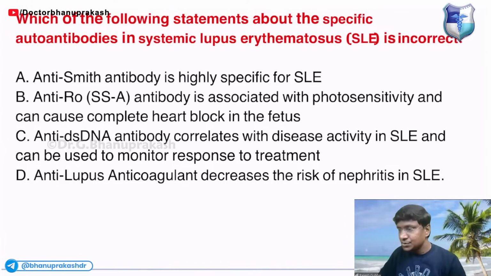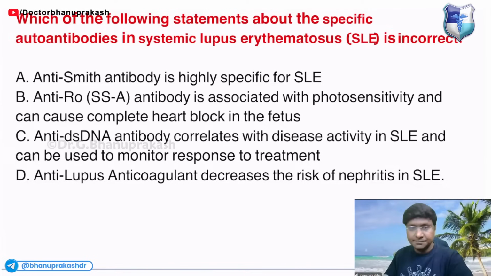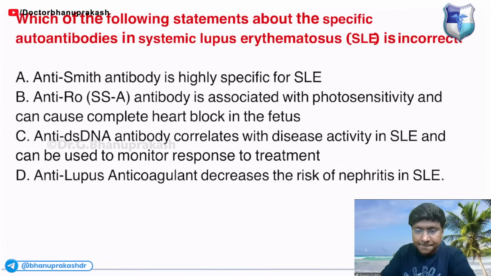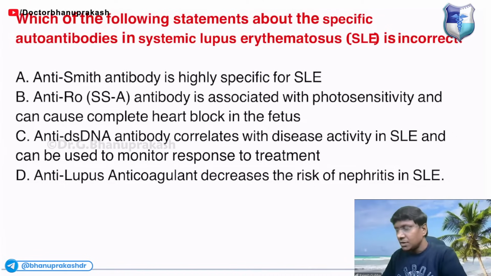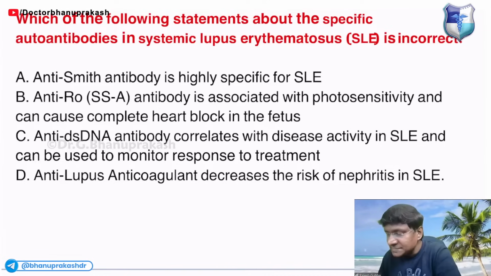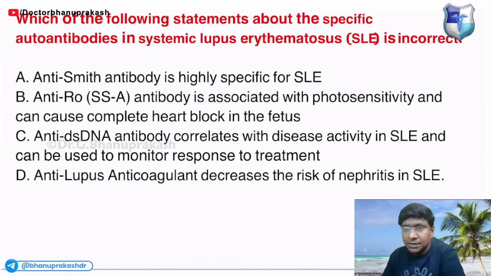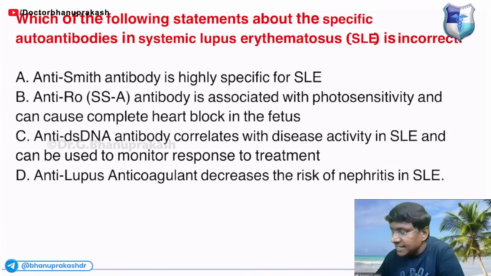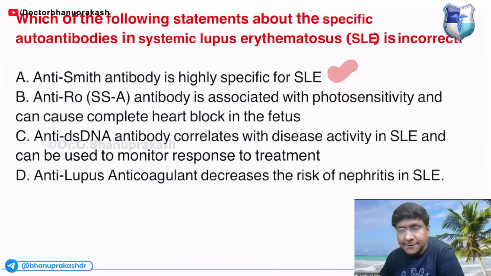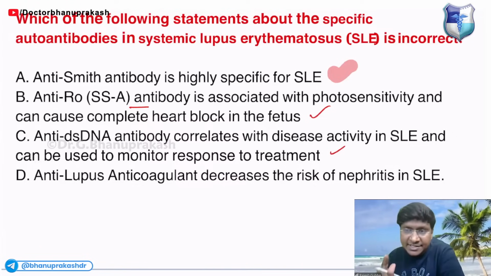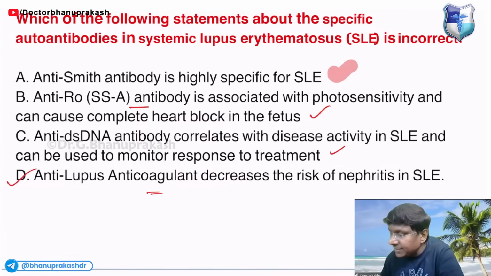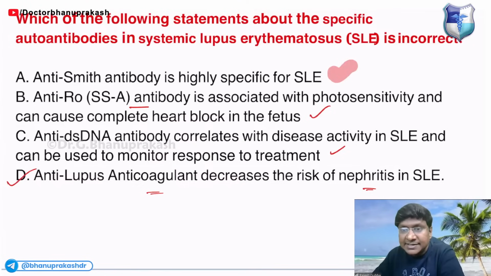I'm back. So what is the answer here? Which of the following statements about the specific autoantibodies in SLE is incorrect? The first option: anti-Smith antibody is highly specific for SLE. That is correct. Anti-Ro antibody is associated with photosensitivity and complete heart block in the fetus. Correct. Anti-dsDNA correlates with disease activity in SLE. Correct. Then, anti-lupus anticoagulant decreases the risk of nephritis in SLE. That is the incorrect statement.